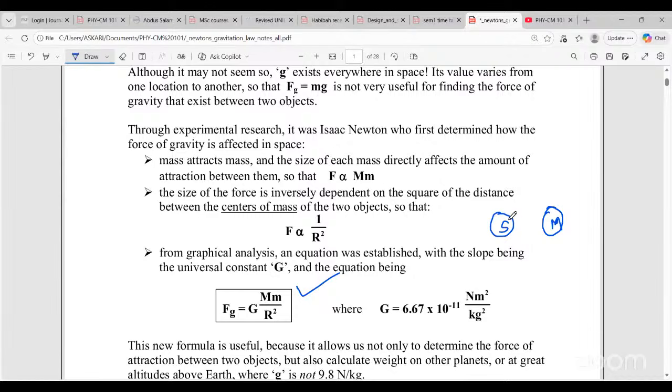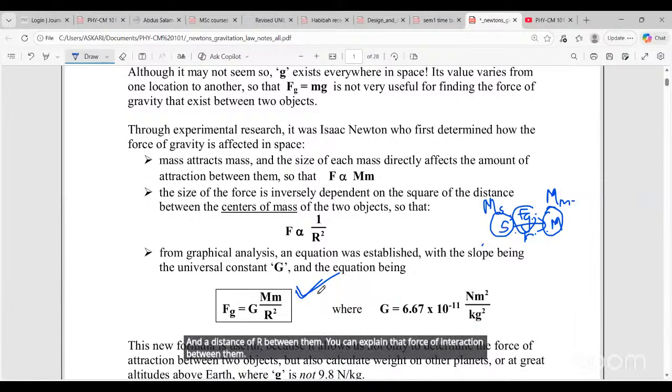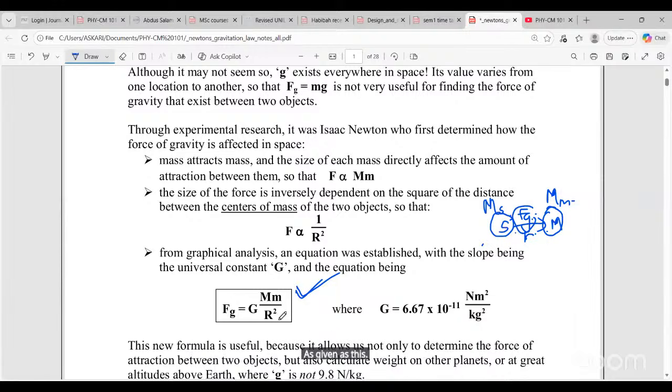There is a force of interaction between these two objects, the sun and the moon. And that interaction is the gravitational force. Now, if the mass of the sun is ms, that of the moon is mm, and the distance between them is r, you can express that force of interaction as given here, where capital R is the distance between the objects, and the product of the masses of the two.